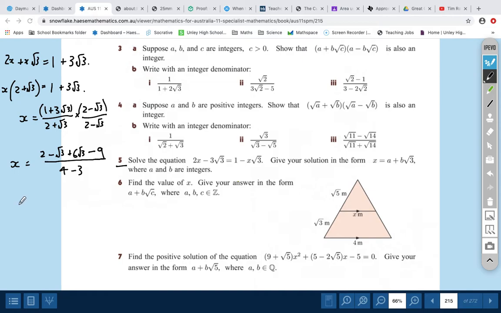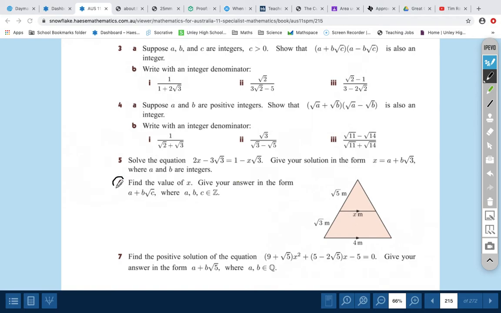So we're going to end up with x equaling 2 minus 9 is minus 7. And what have I got in the middle there? A 5 root 3. So if it wants to know what a and b are, it didn't really state that, but the a term is minus 7 and the b is a 5. Okay, so that is question 5 done. Let's look at question 6.